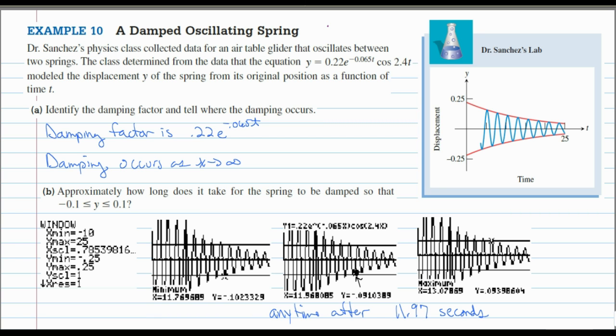Now this number is not going to be exact. I understand that, the book understands that. It is to the point where you cannot mention a number where the next oscillation exceeds the boundary. So if you said 11.97, you're fine. If you said 11 or 12.01, you'd be fine. 13.07 is a little too late because the previous oscillation's values were all between negative 0.1 and 0.1. So sometime after 11.97 is a good approximation.